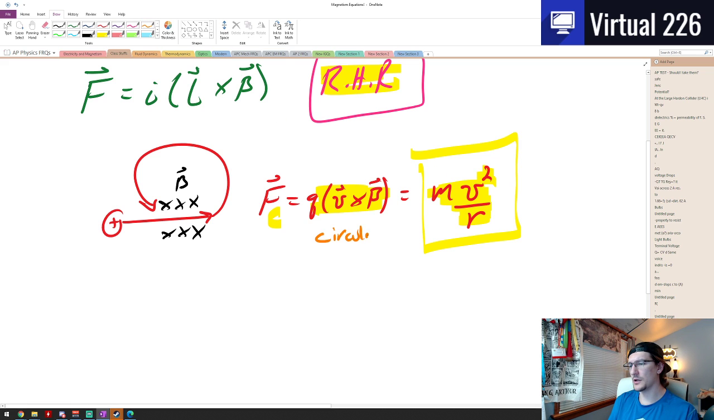Circular motion. Okay, I don't know, that was weird. But that's one of the equations we need to know there. If you've got circular motion, that's what we're thinking about.